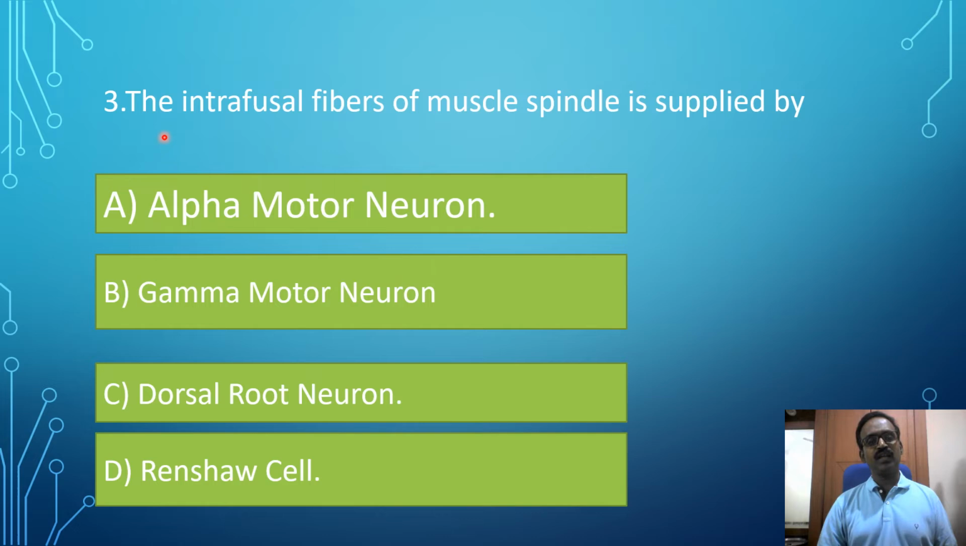Third MCQ. The intrafusal fibers of muscle spindle are supplied by: option A, alpha motor neuron. Alpha motor neuron is the largest motor neuron. This supplies the extrafusal fibers. So this is the wrong answer. Second option is the gamma motor neuron. Gamma motor neuron is the small neuron. It supplies the intrafusal fiber. So this is the right answer.